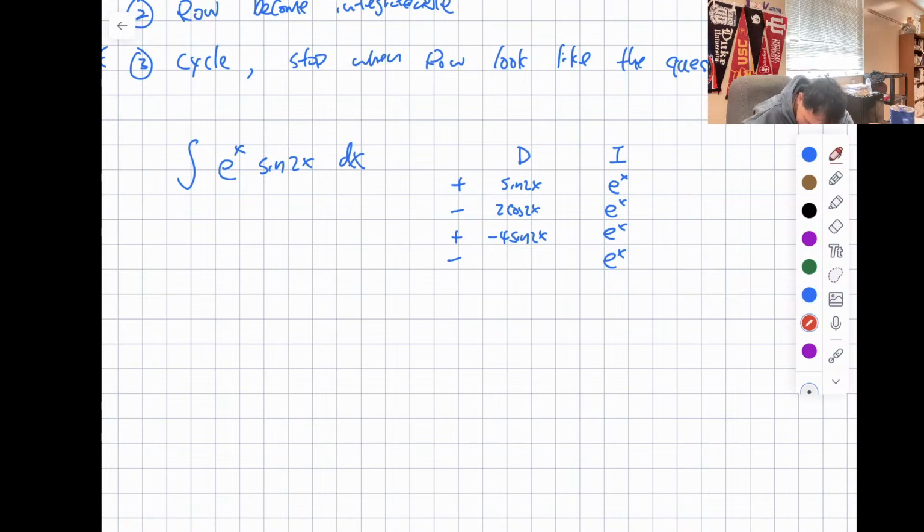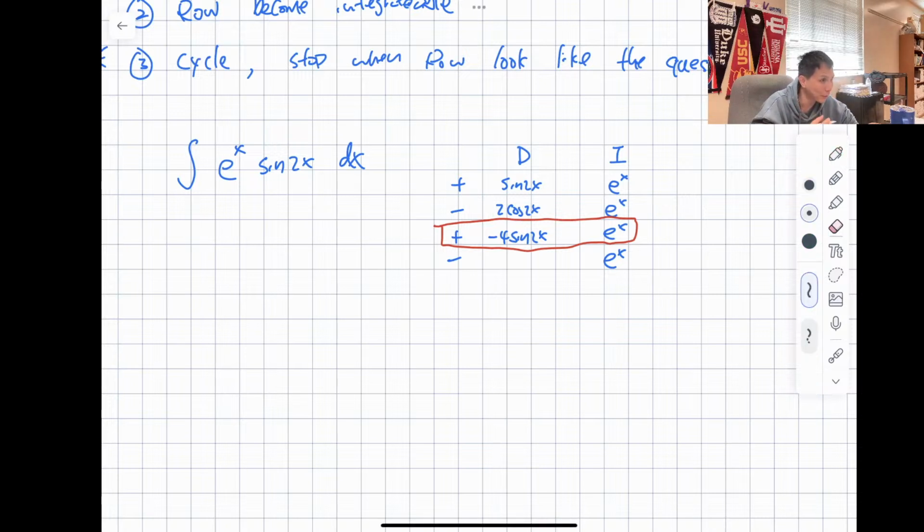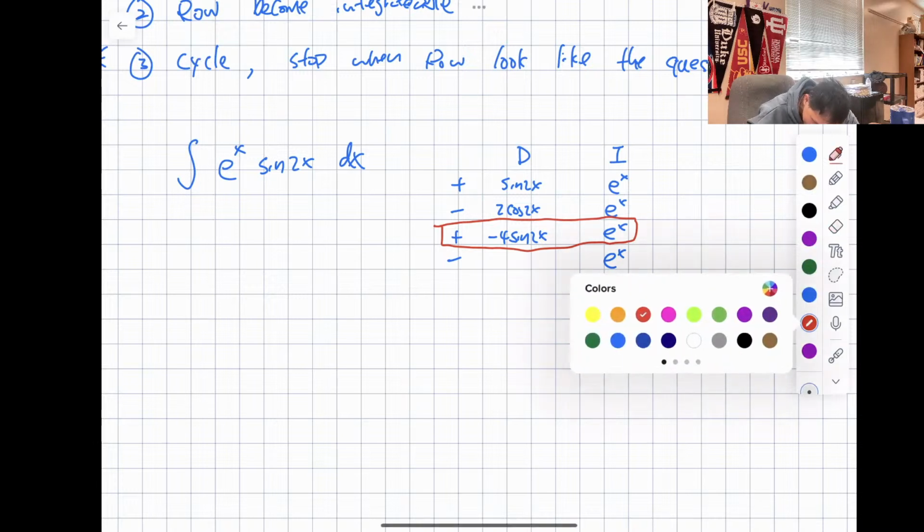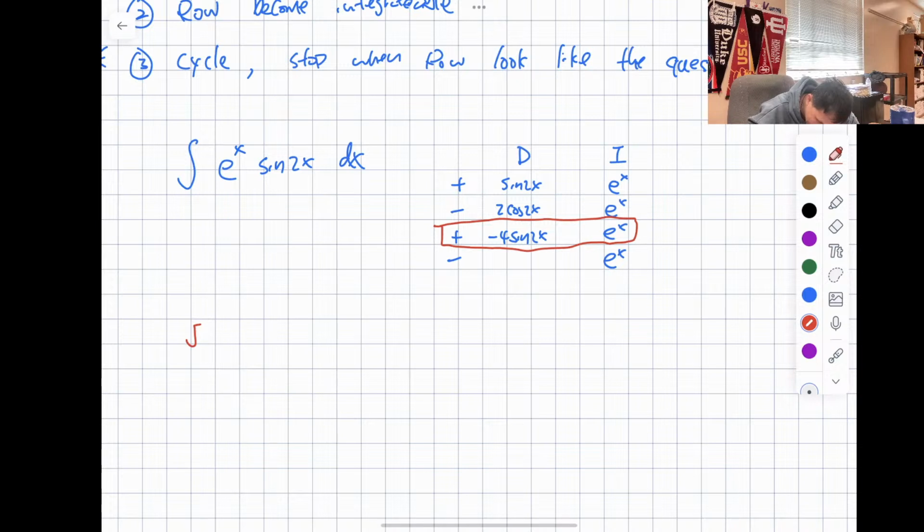Why do I stop right here? Because, does this look like the question? That's e^x and sine of 2x, but the negative 4 is insignificant. A negative 4 is a constant. So now the trick of this question is to write the question down. A lot of people don't write the question down, so that's why they get confused. So it's going to be the integral of e^x sine of 2x dx is equal to, I'm going to do the thing.